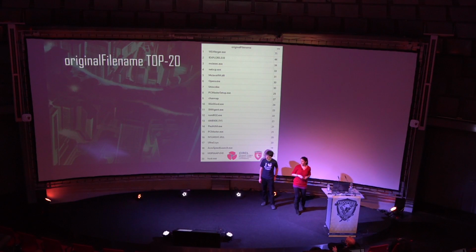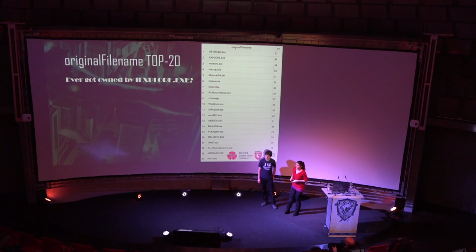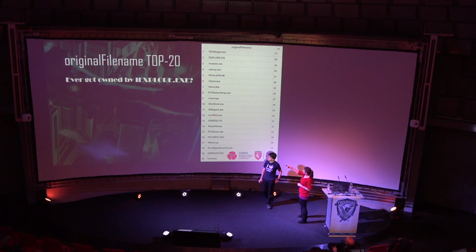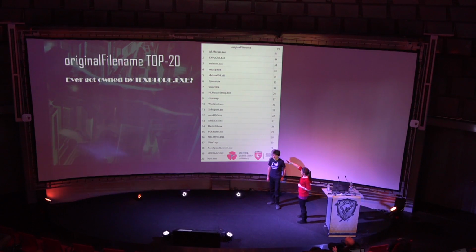Going on, we did an overall analysis of the original file names of our APT malware, and we figured out that most likely you get them by the Internet Explorer.exe. Other interesting names on our list are the rundll32.exe, the Opera browser, which is also really dangerous, and the host.exe.